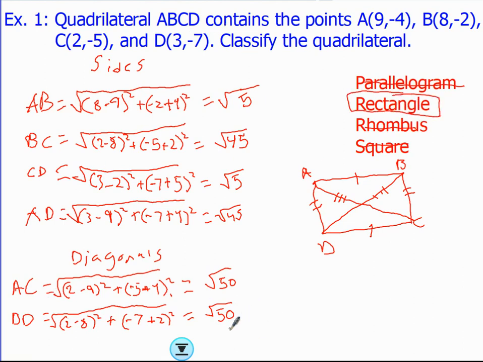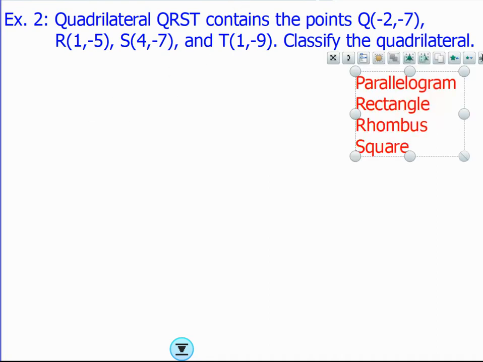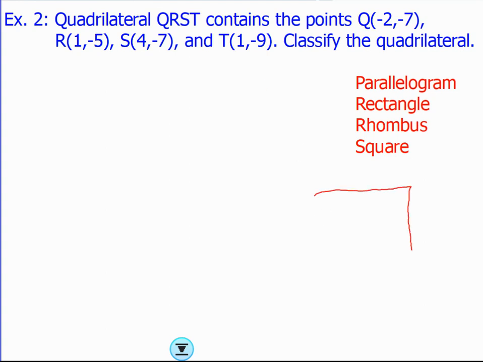So this is the general process. It is kind of a lot of work because you have to do the distance formula 6 times, but this will work every time to classify a shape as a parallelogram, a rectangle, a rhombus, or a square. So let's do one more example. Example 2, we're going to do this the same way. Quadrilateral QRST. Let's draw that really quick. Once again, it doesn't need to be perfect. This is just so I can look at it: Q, R, S, and T.